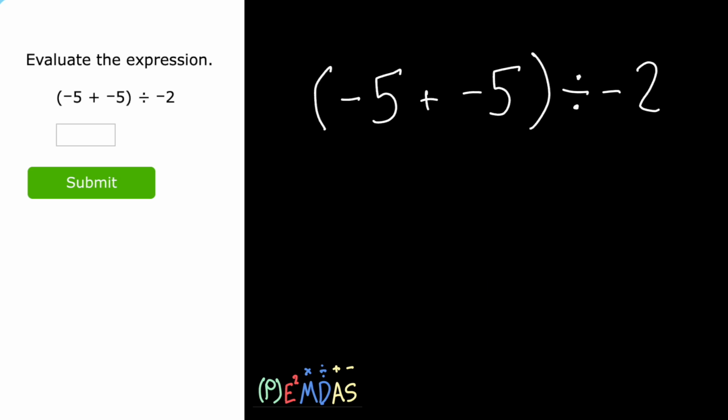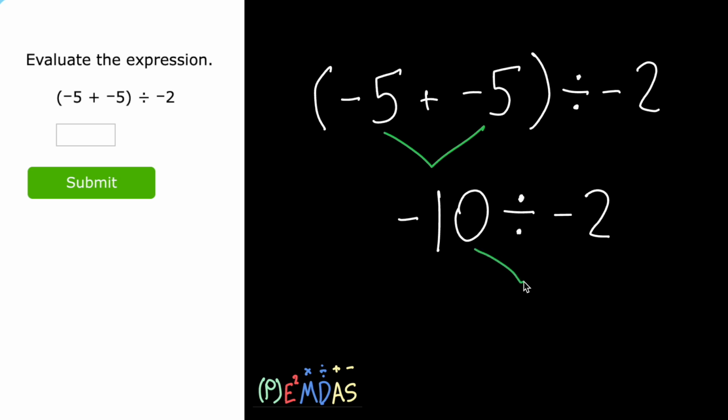In this question, we have to solve the parentheses before we can divide. So first we do -5 plus -5 gives us -10, and -10 divided by -2 is positive 5.